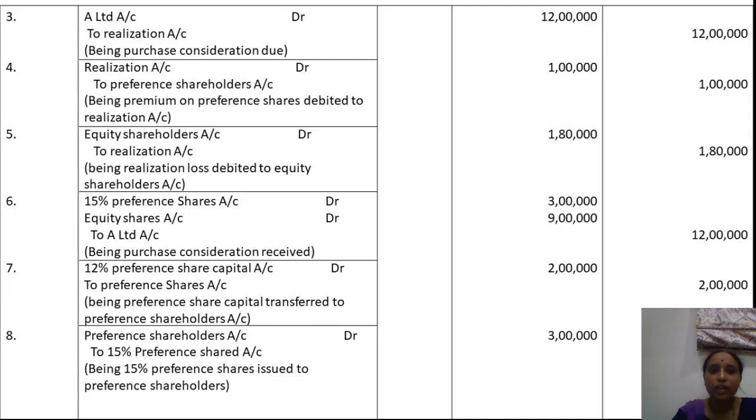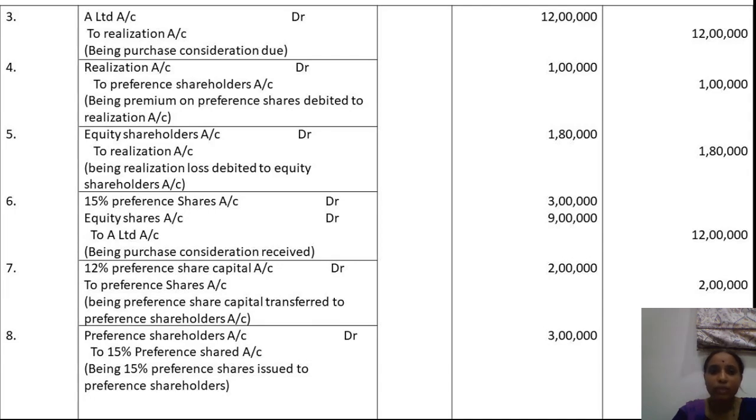Next, realization account debtor to preference shareholders account, being premium on preference shares debited to realization account 1 lakh. Then for realization loss debited to equity shareholders, we need to balance the realization account. So there is a loss arising in realization account which is transferred to equity shareholders account. So equity shareholders account debtor to realization account 1 lakh 80,000.